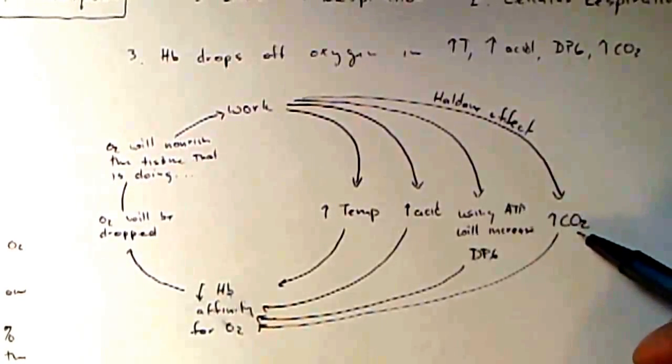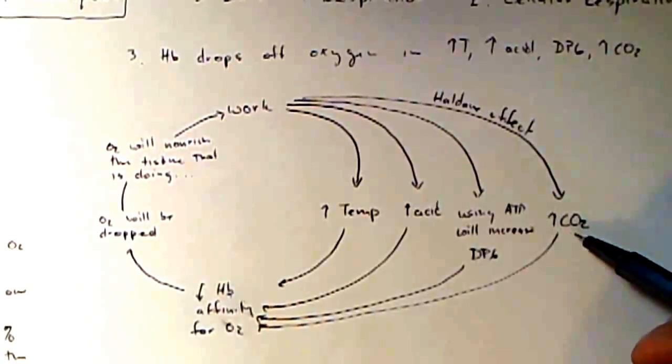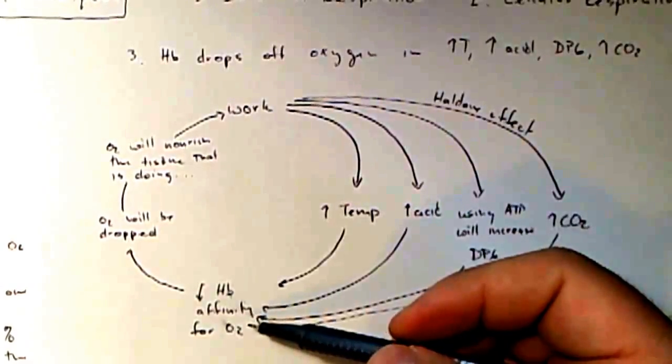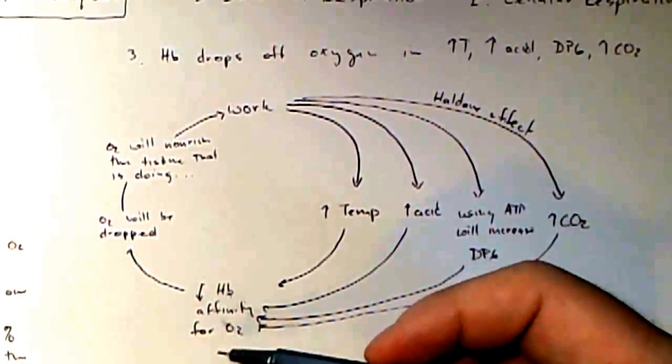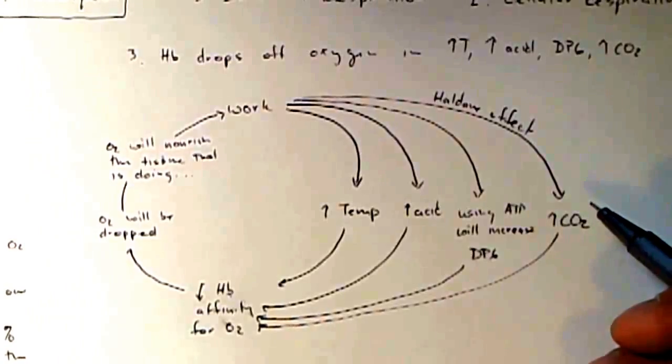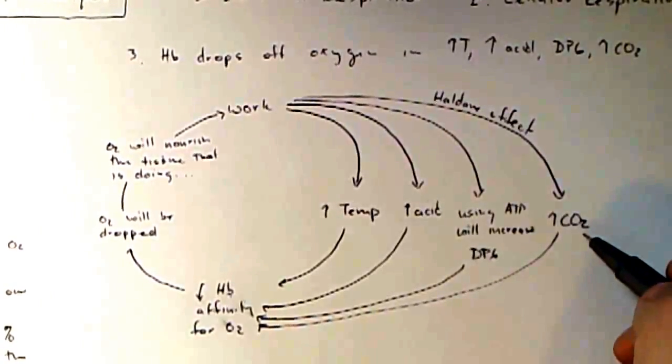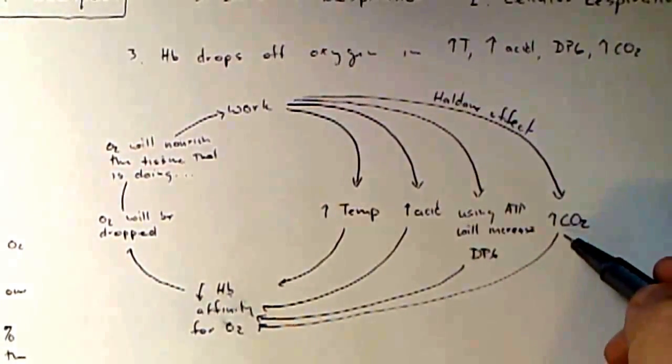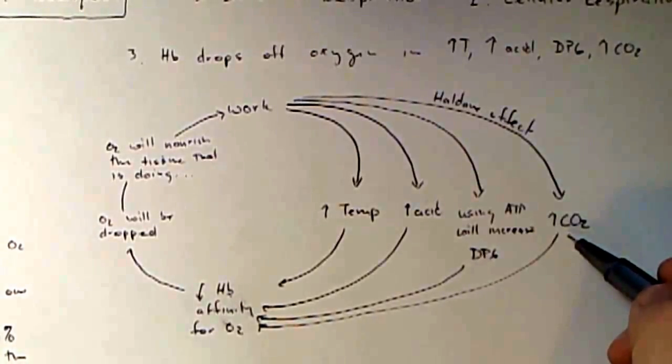Out in the tissue where CO2 is at a higher concentration, CO2 will kick oxygen off of hemoglobin and jump on the hemoglobin and be taken back to the lungs, where now the oxygen concentration will be higher. So the oxygen will kick the CO2 off and the oxygen will be loaded onto the hemoglobin.